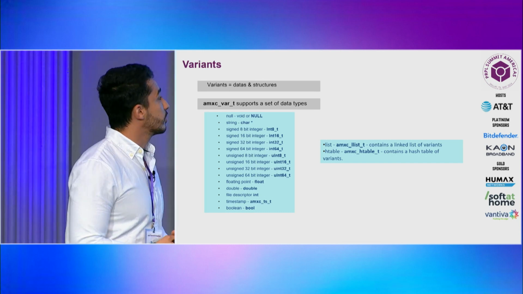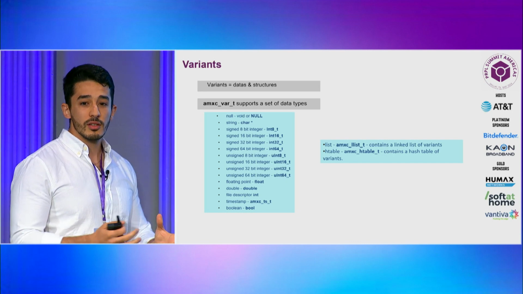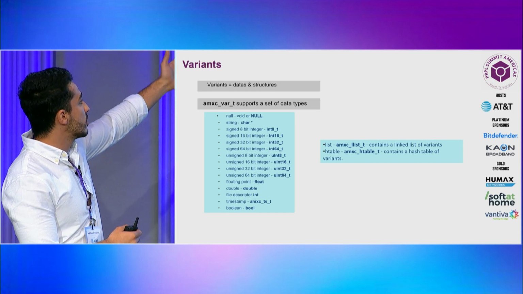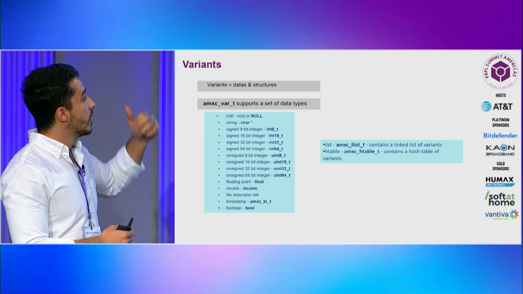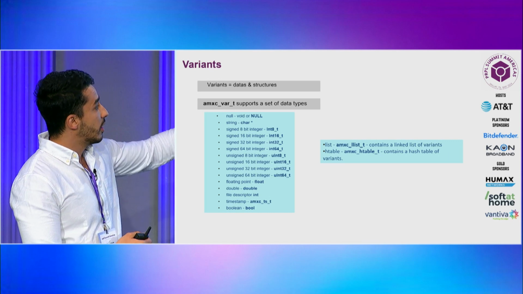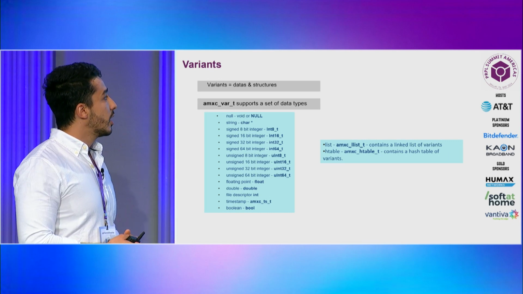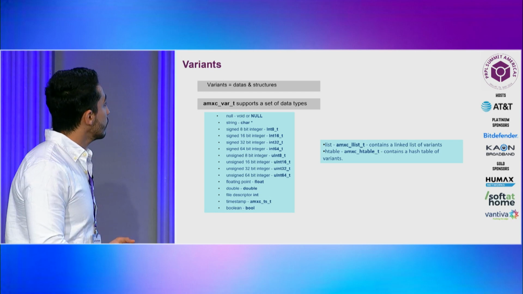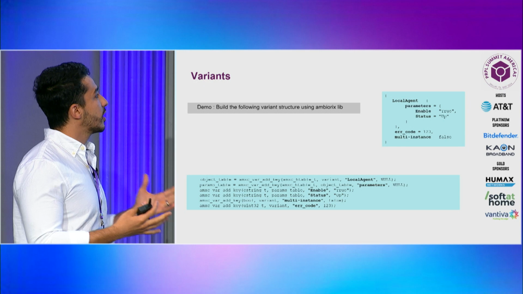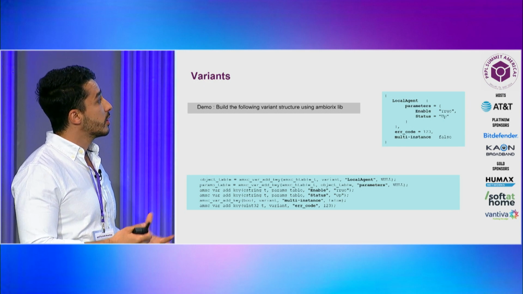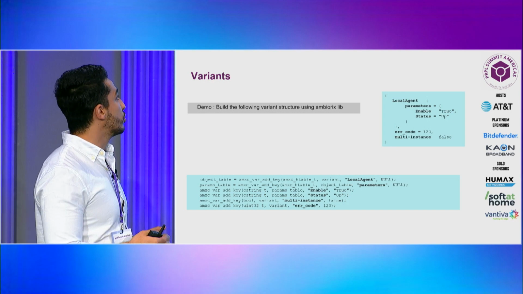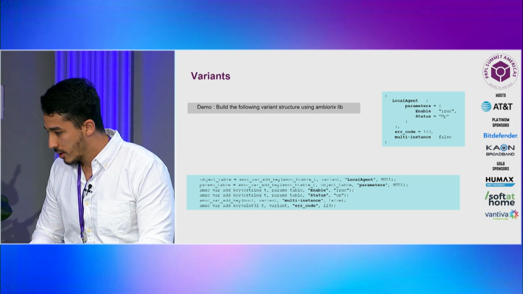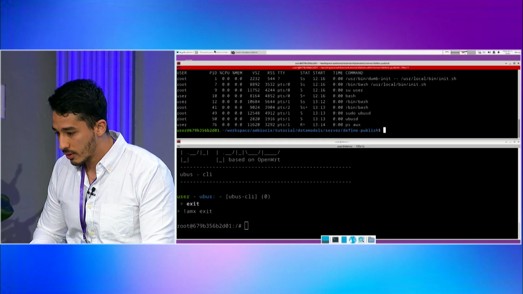So the first part is a variant. What is a variant? A variant is an Ambiorix data structure. It supports a lot of data types: the default data types such as string, integers, bool, and so on. It also supports more complex types like amxc list, which contains a linked list of variants, and it also supports Ambiorix hash table, which contains a hash table of variants. In our demo, we see together how we can build this variant, which is a combination of hash tables, string, integer, and bool. So you can see this demo on all these different screens, and we can go to the demo.